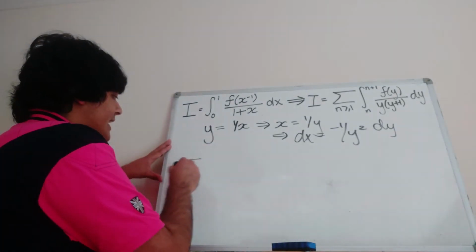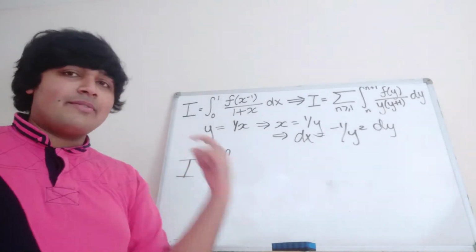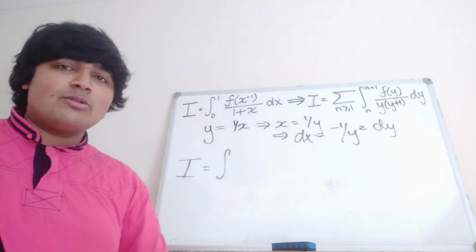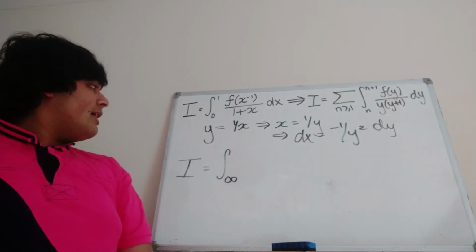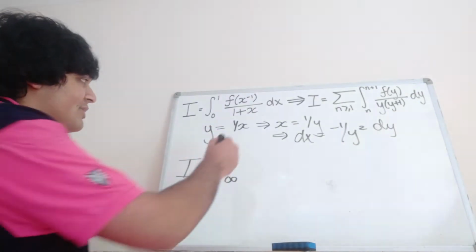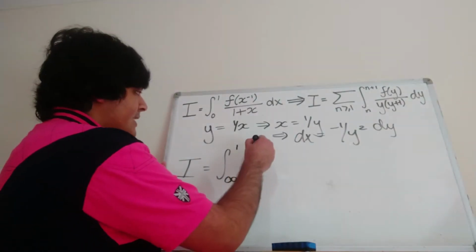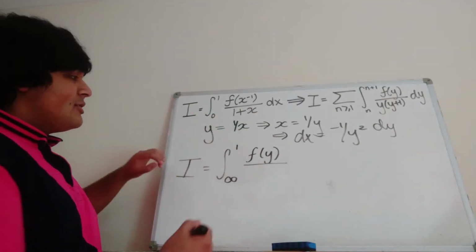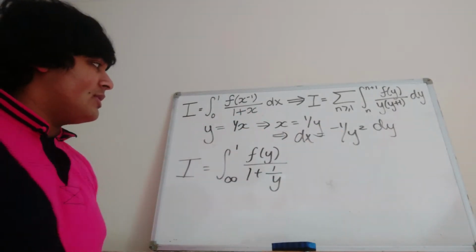We then get that I is equal to the integral from, well, when x is 0, remember 0 here is sort of coming from the positive side, so it's 0 plus. So this is 1 over 0 plus, which is positive infinity. And then our upper limit 1, well, when we plug in x equals 1, we get y equals 1 over 1, which is just 1. Okay, f of x inverse now just becomes f of y. And on the denominator we have 1 plus x, so that's just 1 plus 1 over y. And then dx becomes this minus 1 over y squared dy.